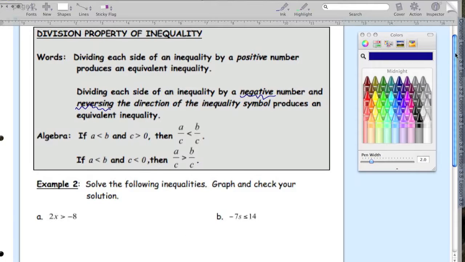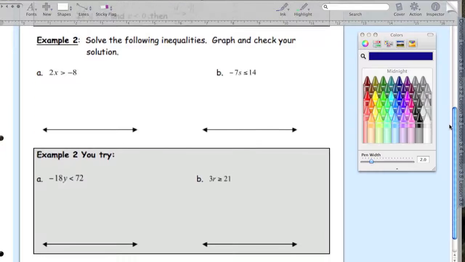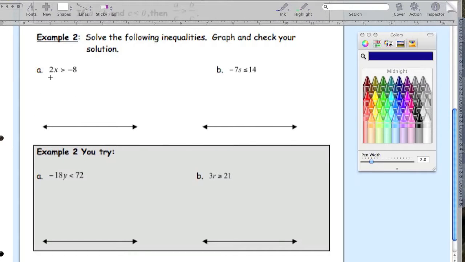So let's try letter A here. 2x greater than negative 8. We're solving for x, so we're going to divide because these are being multiplied. My 2's cancel, x comes down. I divided by a positive number, so my inequality sign stays the same. It doesn't matter that that was a negative 8. It only matters what I divided by.